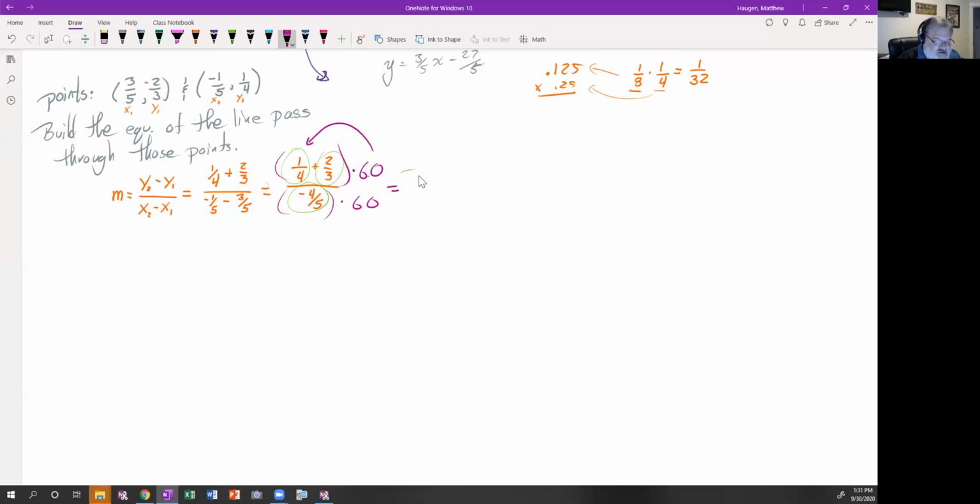4 goes into 60, what, 15 times? So that turns into a 15 times 1 is 15 plus 3 goes into 60. That's going to cancel 20 times. 2 times 20 is 40. 5 goes into 60, what, 12 times? 12 times 4 is 48. Our slope is 55/48.